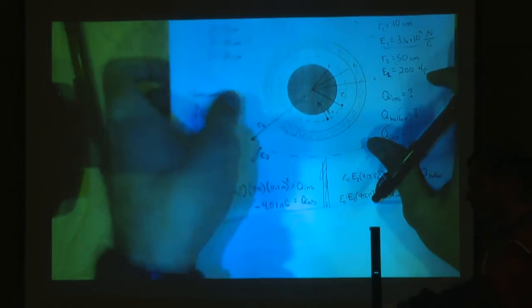Let's take a look at part C, which says, find the charge on the inner surface of the hollow conducting sphere. Dang, that's crazy. The inner surface, how are we going to do that? Who can help me?